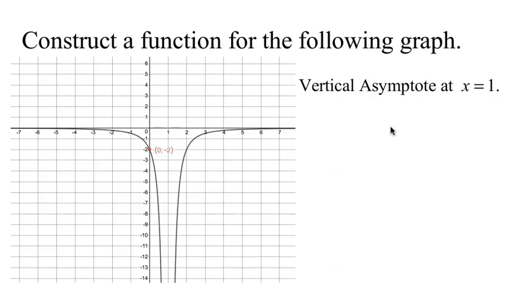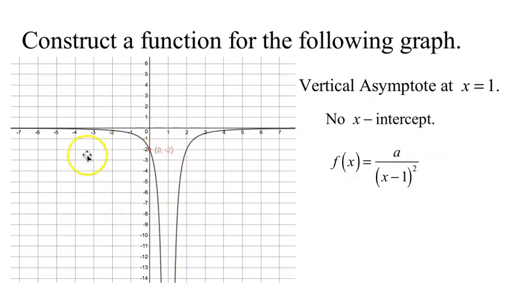So there's our vertical asymptote. So I need to have x minus 1 downstairs, but actually x minus 1 to the second power because of the way this asymptote is going. Again, no x-intercept, so I don't need any x's upstairs. I just need a bottom-heavy fraction. So f of x will be a over x minus 1 squared, vertical asymptote at 1, following the second order asymptote. But the fact that it's upside down tells me that a is going to be negative.